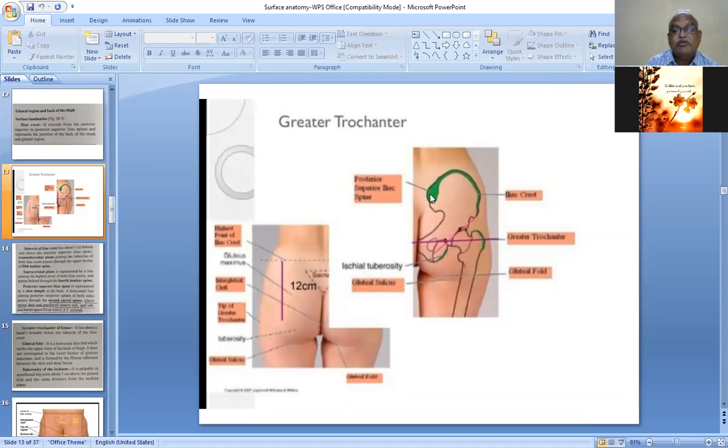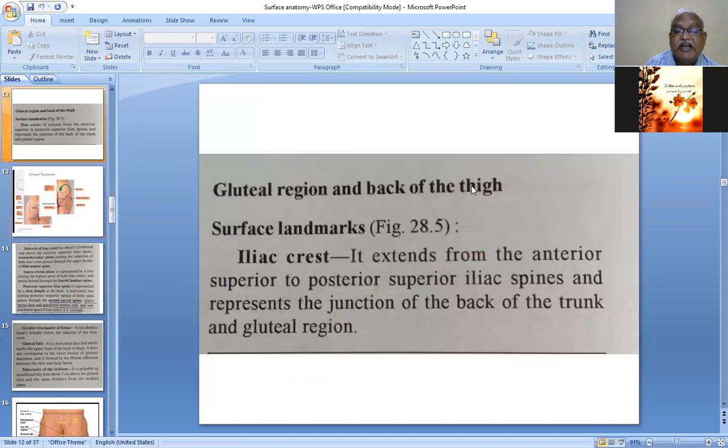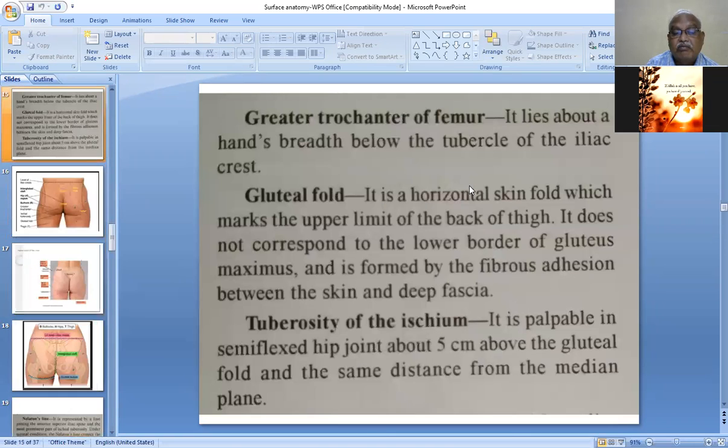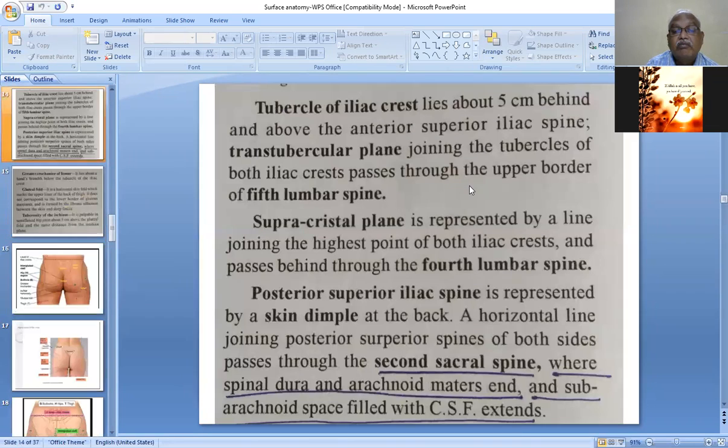This is the posterior superior iliac spine. This is the anterior superior iliac spine. So just below the posterior superior iliac spine, there is a skin dimple. So that goes through the second sacral spine.